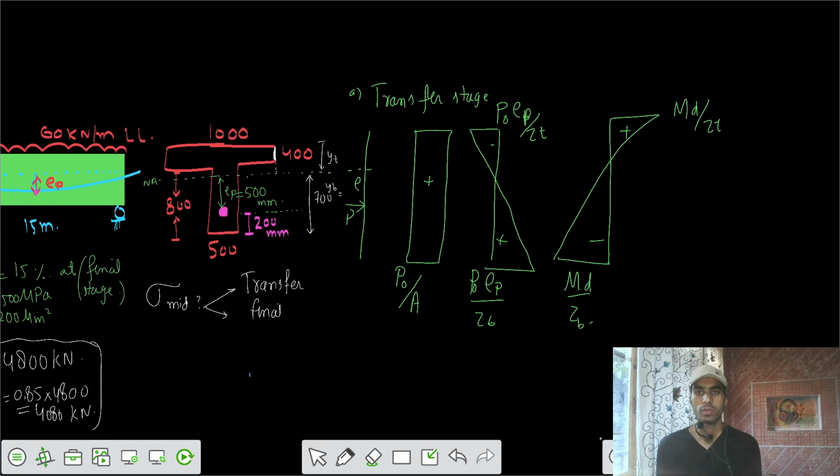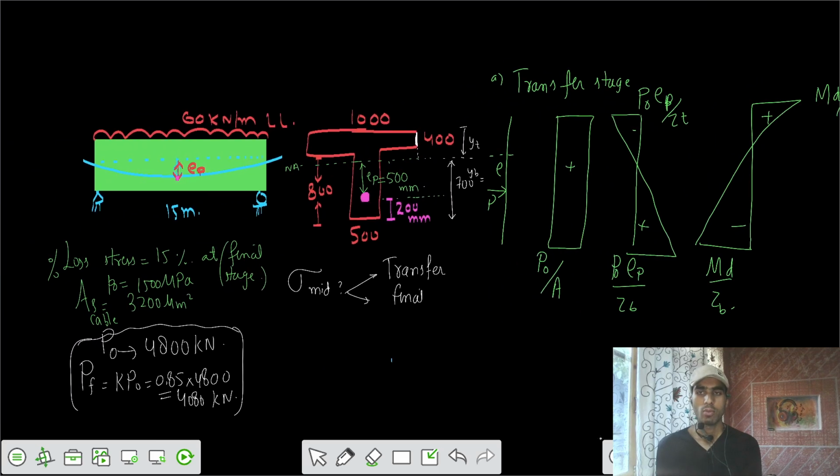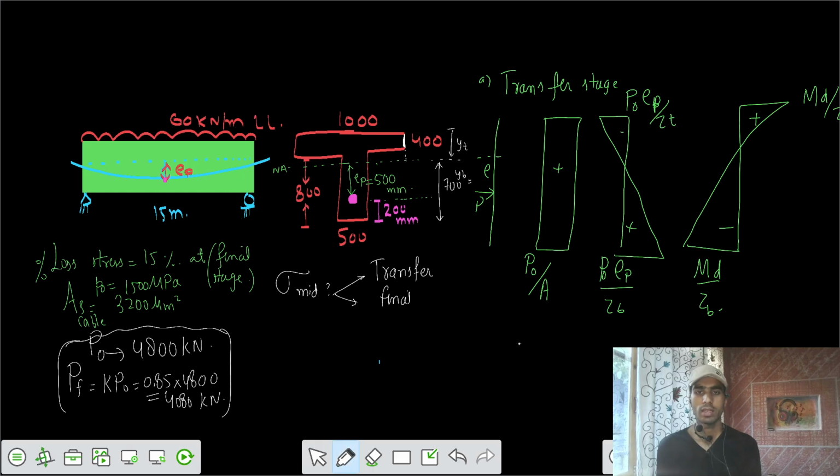So we have to solve those values. What is the moment because of the dead load? So let's take the dead load calculations. Dead load WD is equal to 25.